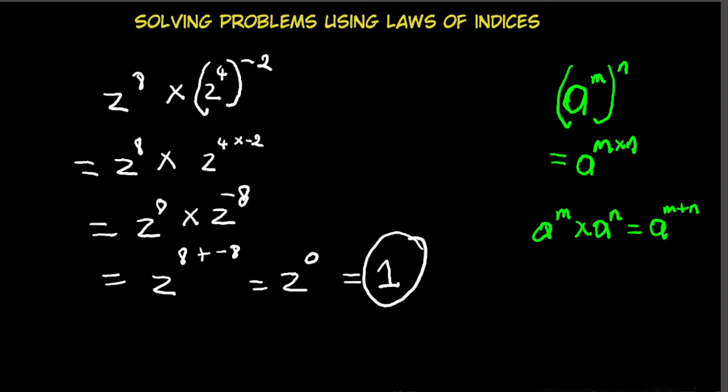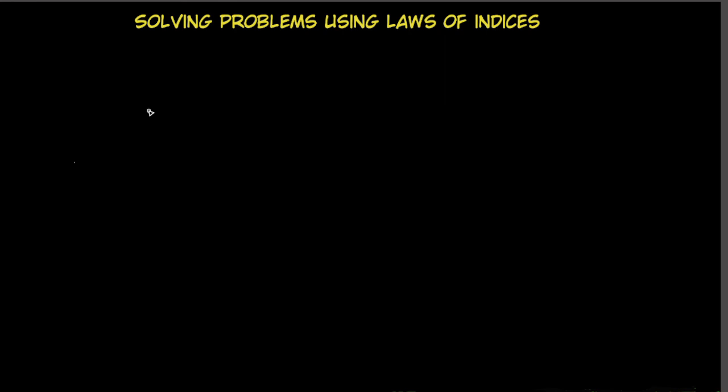Just 2 more to go. This one is very simple. 5 raised to the 0 power is equal to 1. And now for a final example. If we had 7 raised to the power of y times 7 raised to the power of 3 equal to 7 raised to the power of 4 times 7 raised to the power of 5. What would we do to find y?